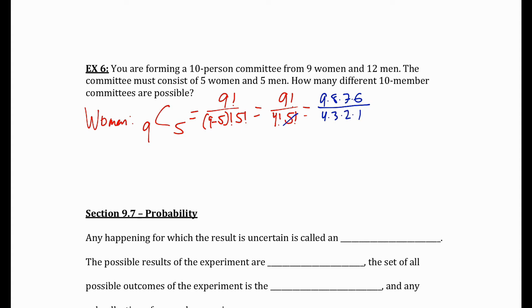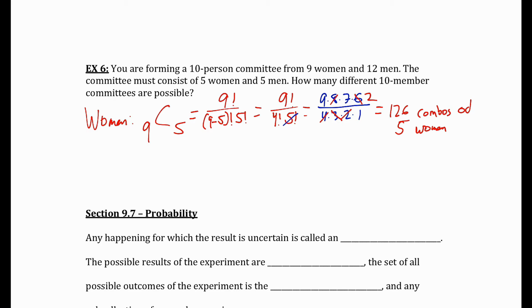There's a lot of different ways you can simplify this. Let's see, what do I want to do? I'm going to do 4 times 2 to get rid of the 8 up top. I'm also going to take this 3 and this 6 and reduce it to 2. So now we have 9 times 7 times 2. That gives us 126 combinations of 5 women. So that's just the number of ways we can choose the women.